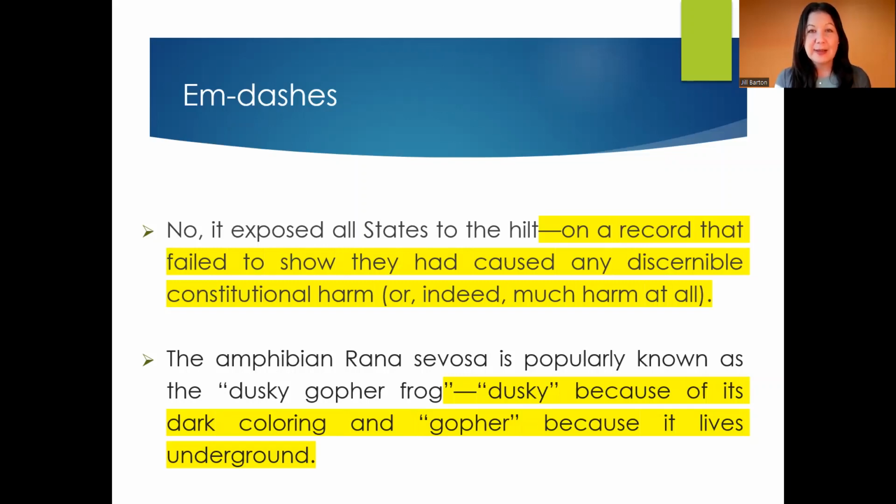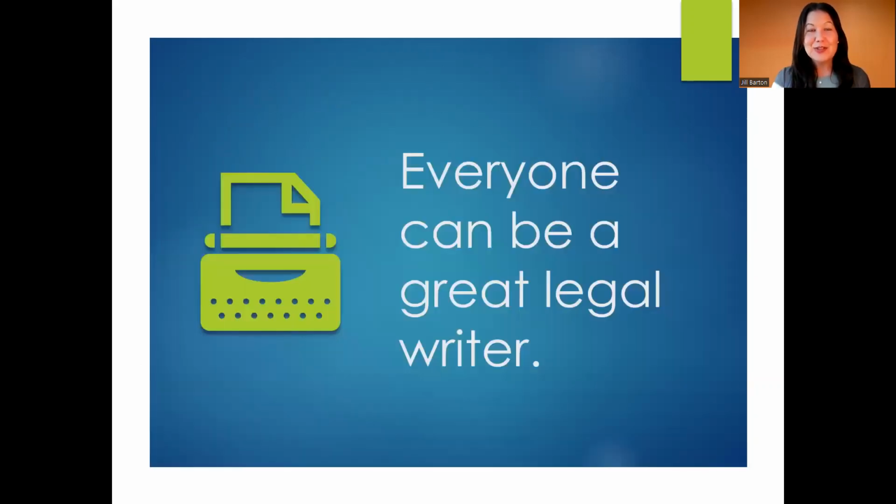And the second example here is from Chief Justice Roberts. He is describing why the dusky gopher frog is dusky. He writes dusky because of its dark coloring and gopher because it lives underground. So he's giving some information to the reader describing that phrase dusky gopher frog and setting that off and calling attention to it by using the em dash. So that's how you use parentheses and em dashes.